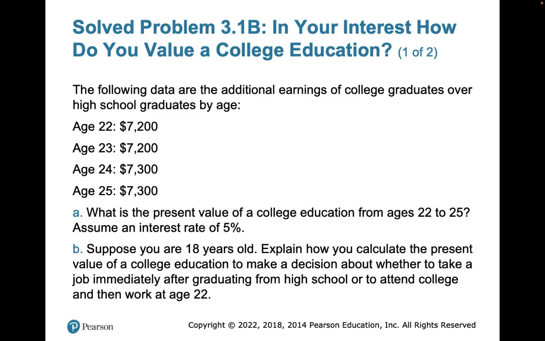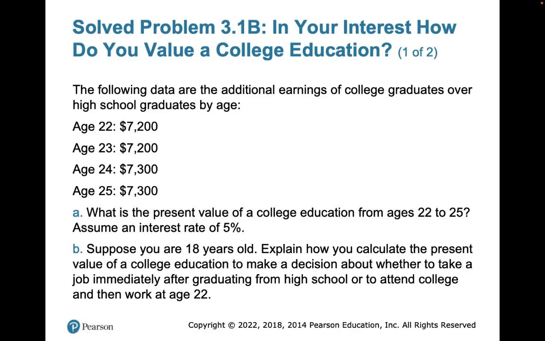another example of the value of a college education. At age 22, it's 7. The following data are the national earnings of college graduates over high school graduates by age. Age 22, this is it. Age 23, they get almost the same as age 22. Age 24 and 25 get the same. So now, what is the present value of a college education from ages 22 to 25? Assume an interest rate of 5%.